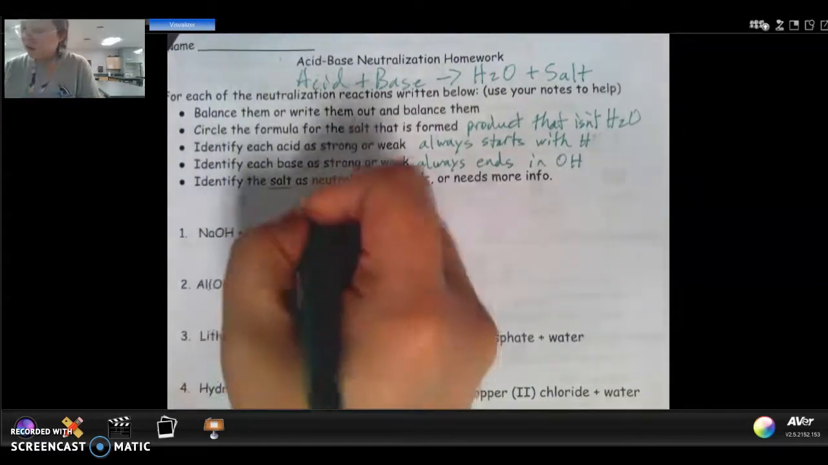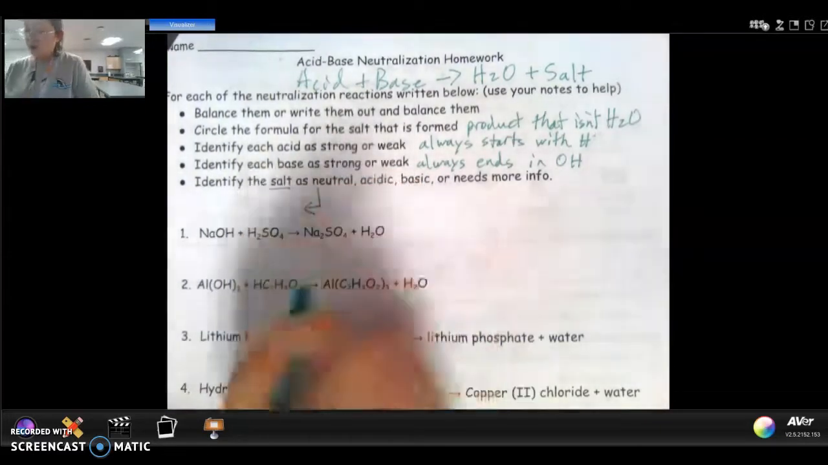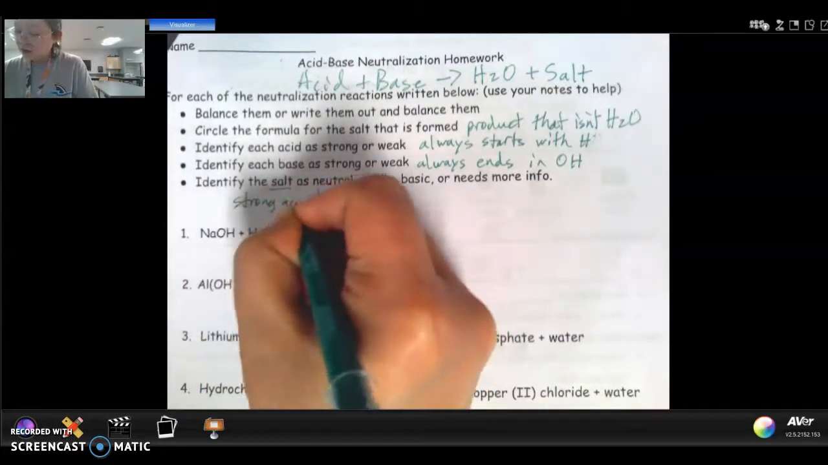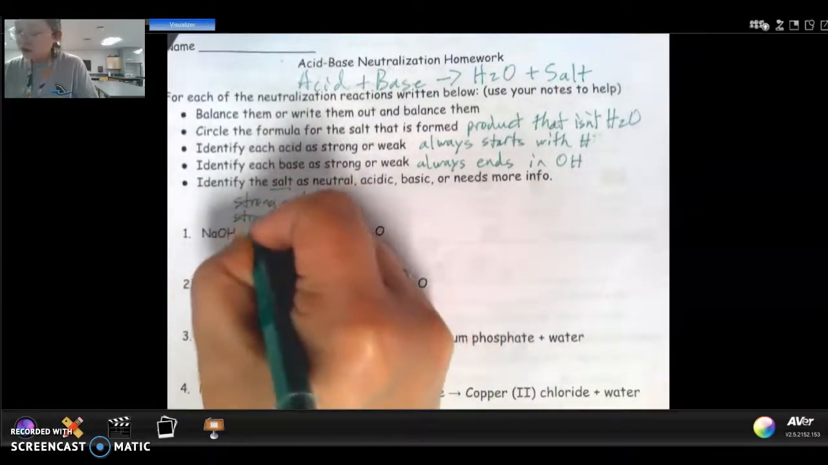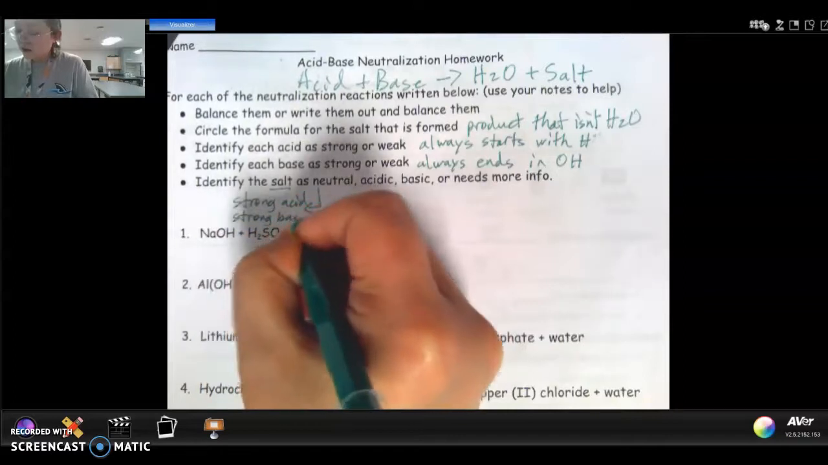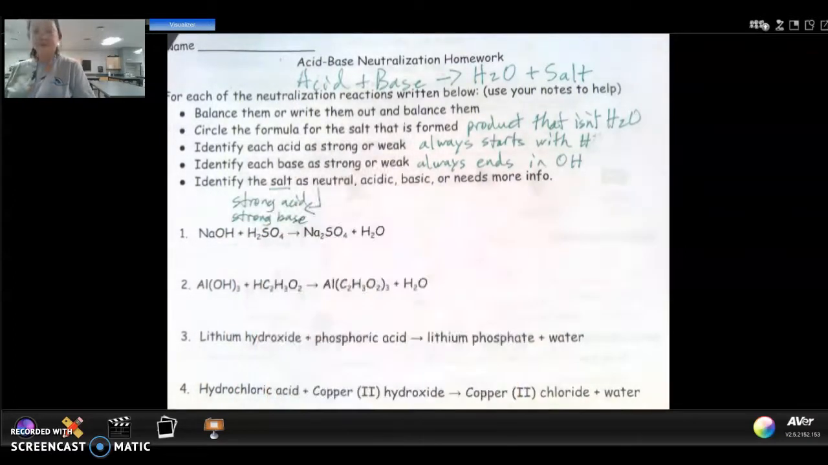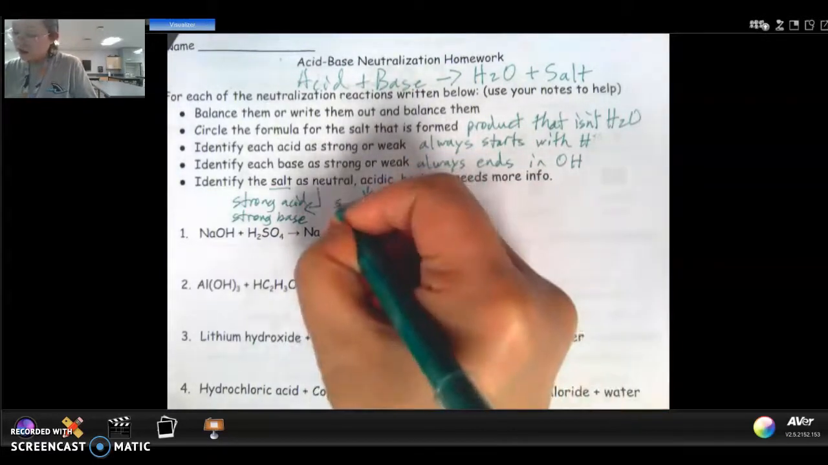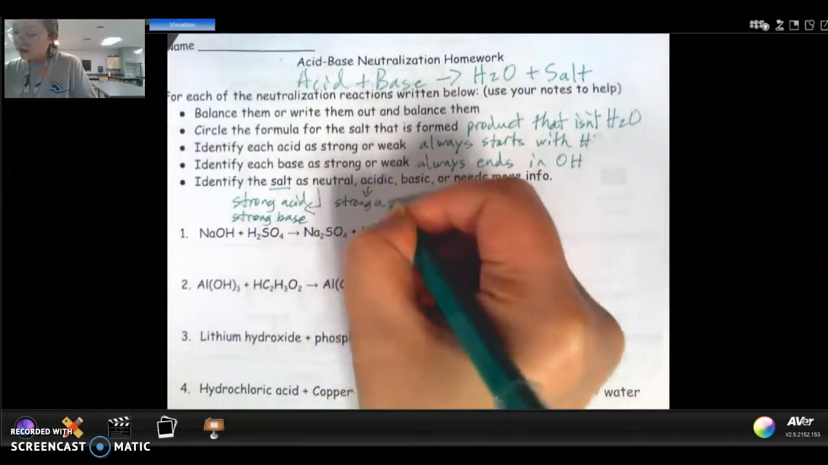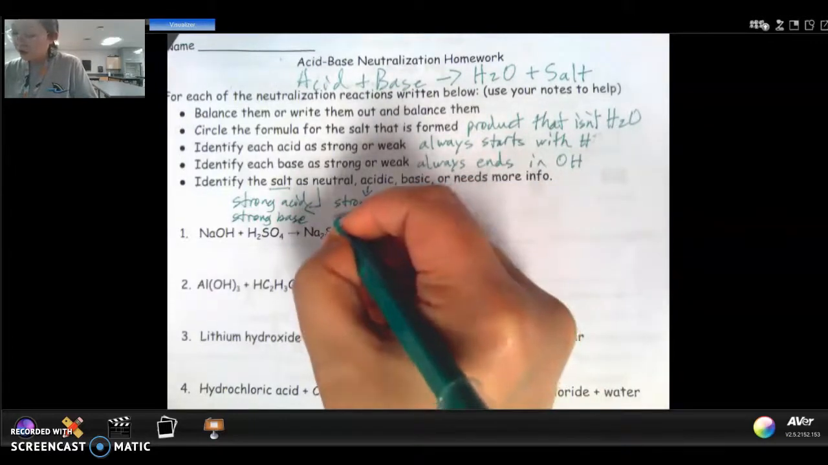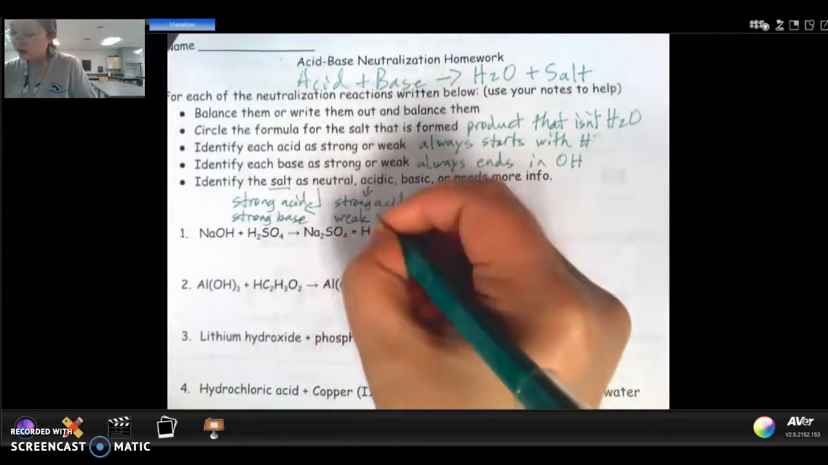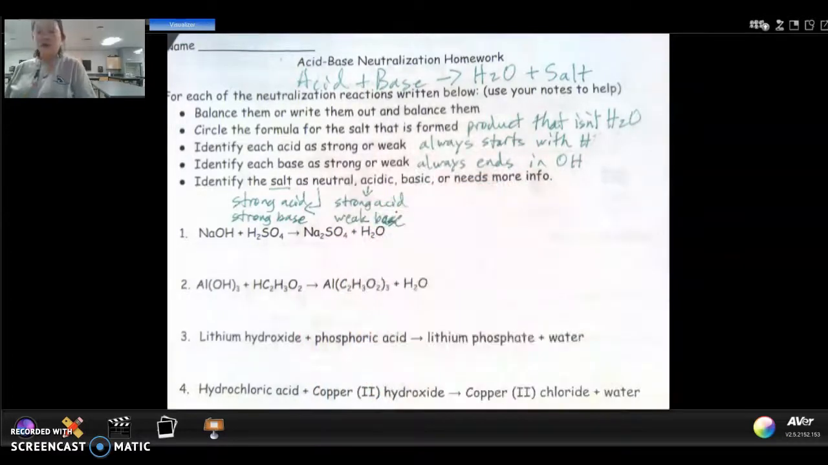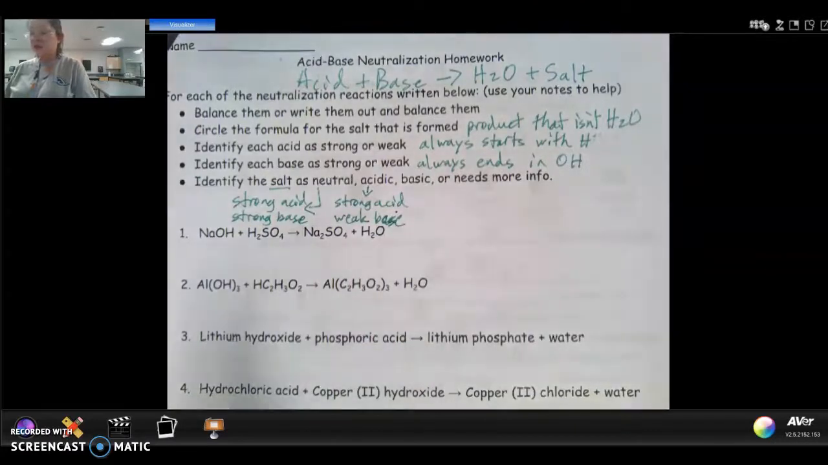And for the rules behind that, if you've got a strong acid reacting with a strong base, the salt is going to be neutral. Now, if you've got something that is acidic, that means your strong acid is overpowering the weak base that it's reacting with. And so then that's going to make the salt acidic.